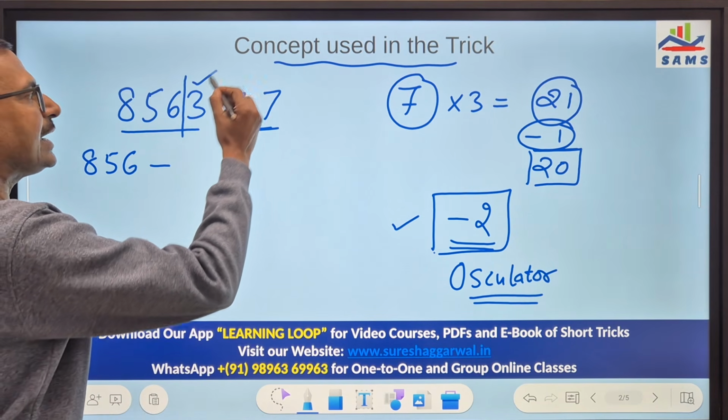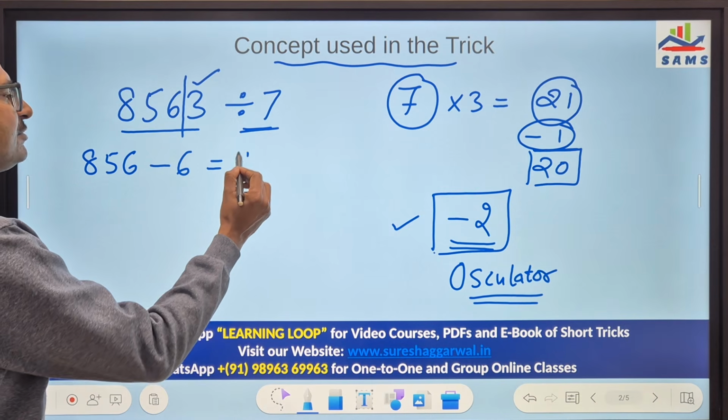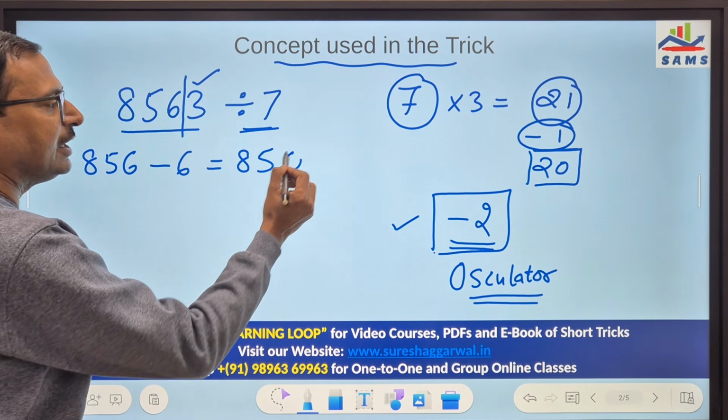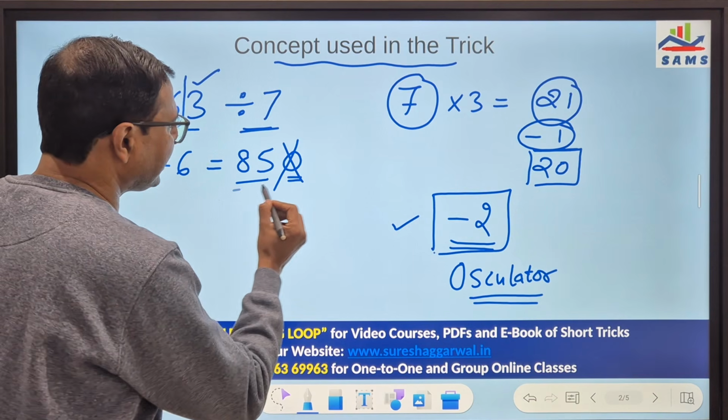2 means 2 times this last digit. 2 times 3 is 6. So that gives me 850. Now if I get a 0 as the last digit, forget that. I just have to check 85.